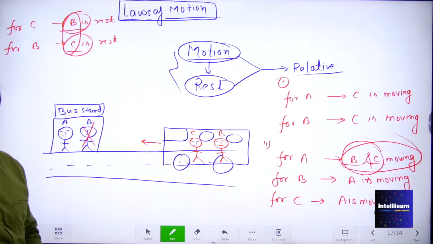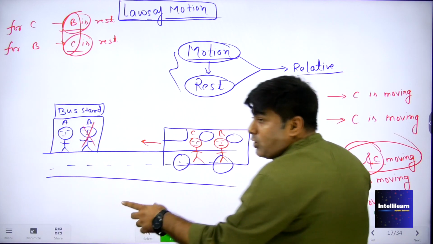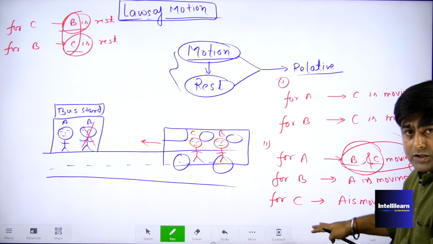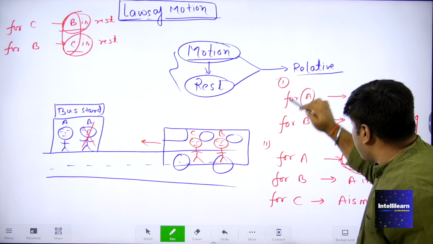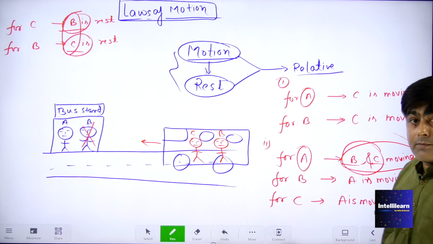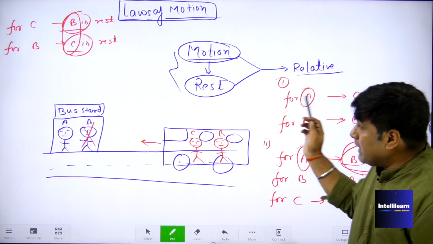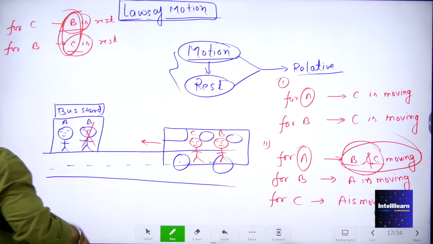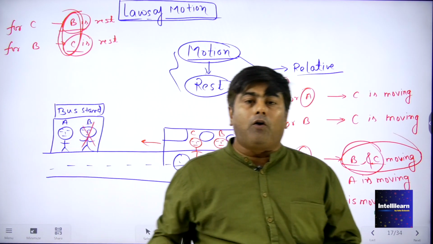How is this possible? This is possible because of the observer who is observing the whole thing. What we are doing here, we are writing observations. Observations are based on the observer. So initially here A was the observer, here also A was the observer. So for A, B and C were moving. But as observers change, the situation also changes. So rest and motion depend on the frame of the observer.